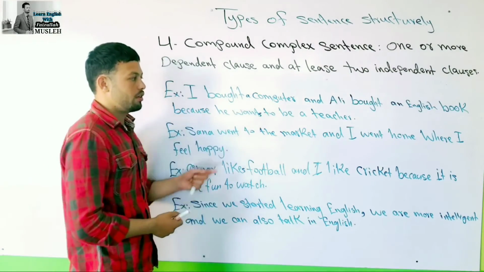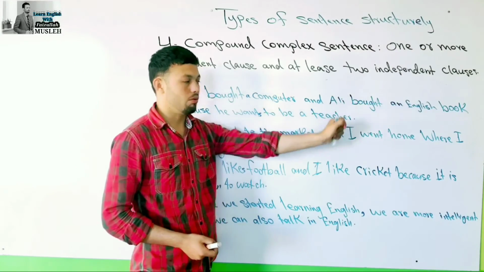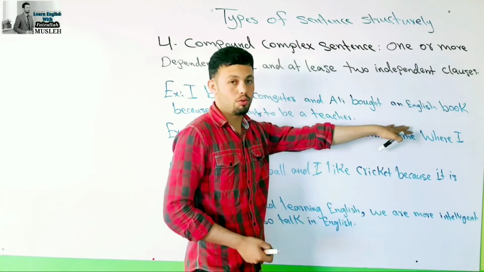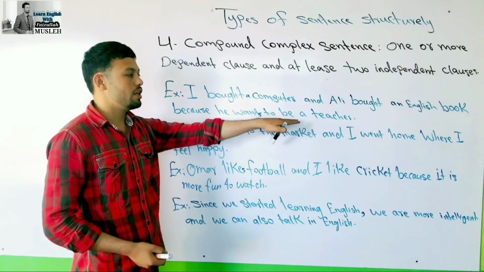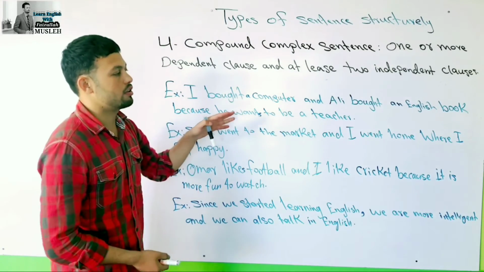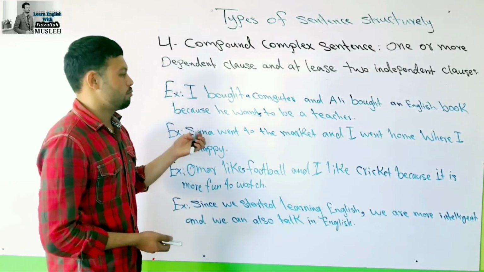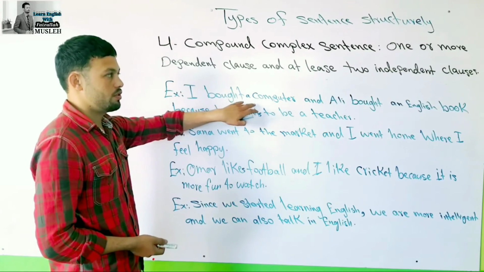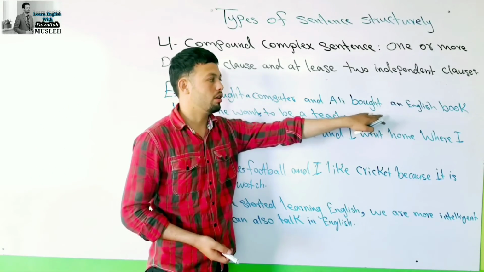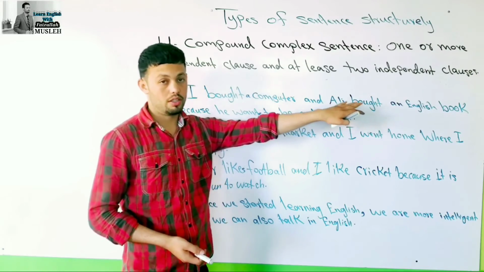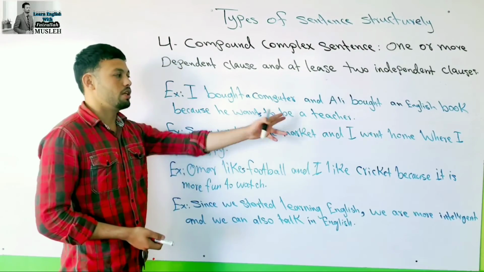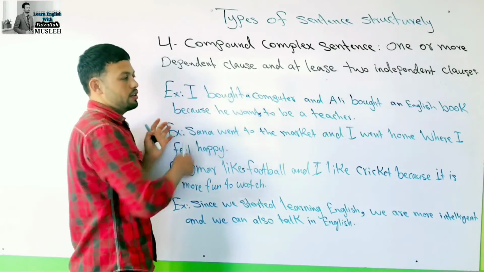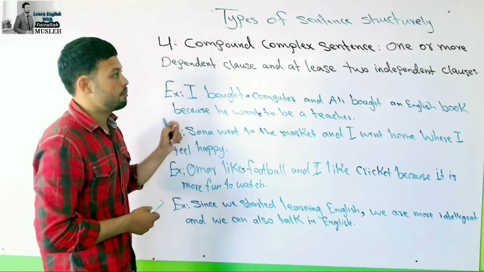I bought a computer and Ali bought an English book because he wants to be a teacher, or maybe an English teacher. Now he got a book to study and to be more productive. I bought a computer. This is one independent clause. And Ali bought an English book. This is another independent clause. But because he wants to be a teacher is a dependent clause here. Now together they are a compound complex sentence.